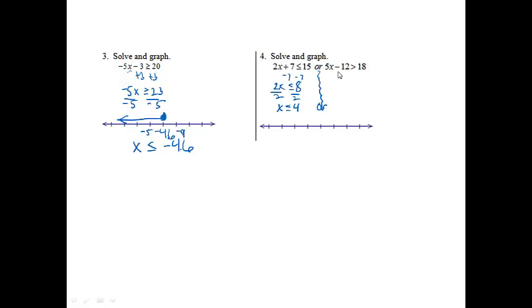And then or, now let's come over and work this problem. To get rid of the minus 12, I will do plus 12 to both sides. So I'll get 5x is greater than 30, and then we'll divide both sides by 5, and then we'll get x is greater than 6. So those are my 2 answers.